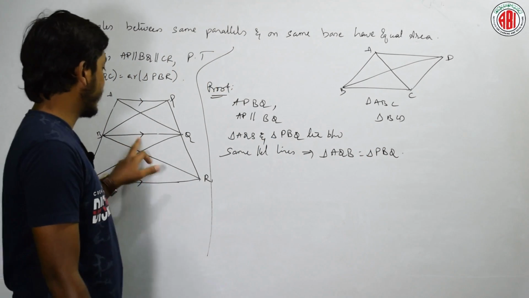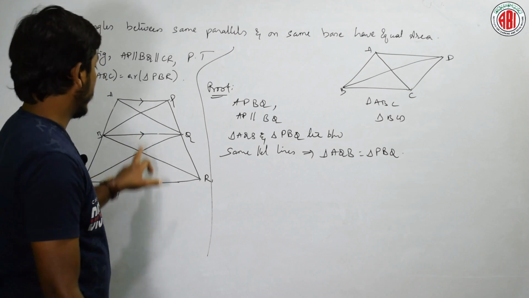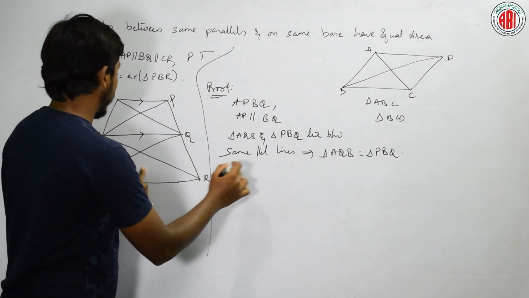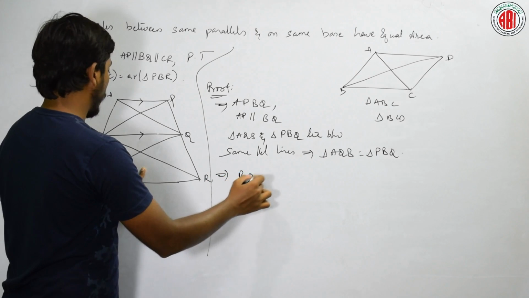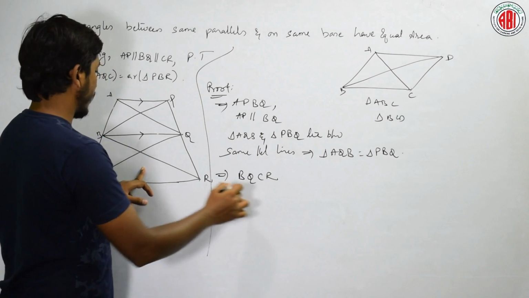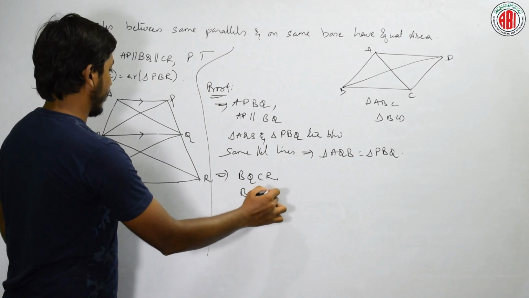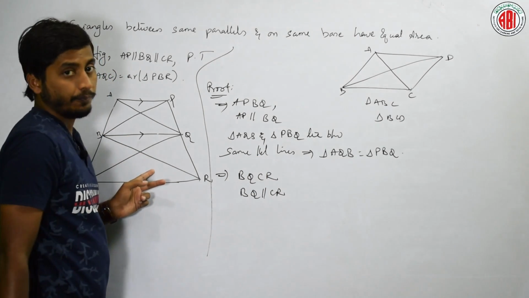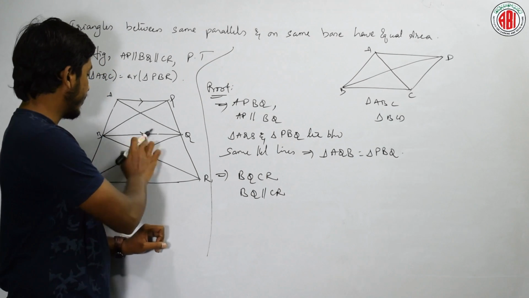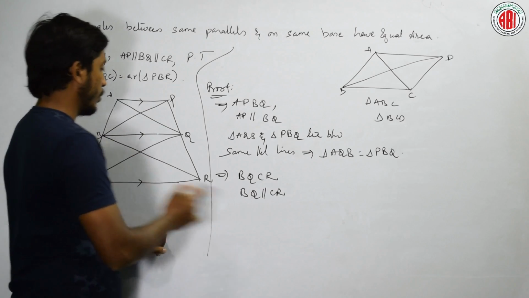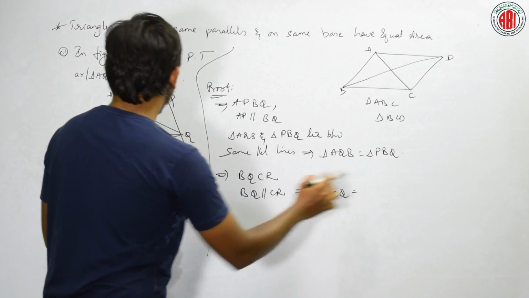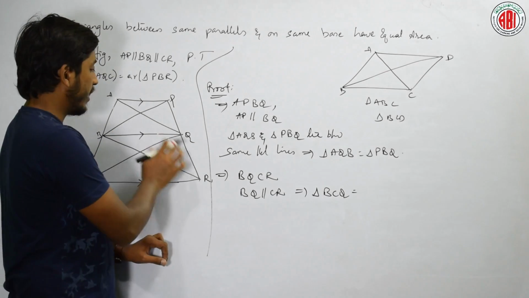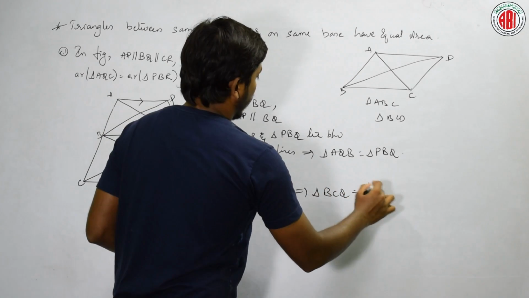Similarly, let us take this bottom quadrilateral, that is, in this BQCR, in this if we observe, BQ is parallel to CR, right. Then what are the two triangles here? Consider this triangle first, BCQ, okay. Triangle BCQ is equal to triangle BQR, okay.